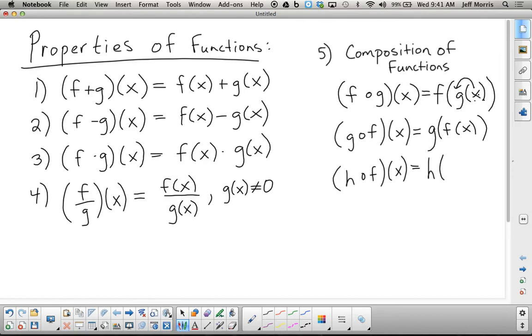So here is h of what? F of x. So we've got a third function, h. So we can compose h with f. Could I compose f with h? All right, now let's make it really complicated.